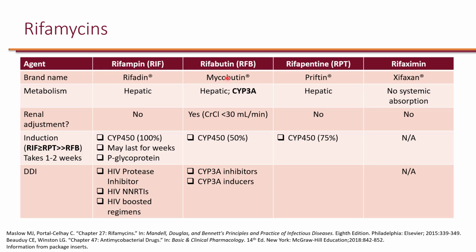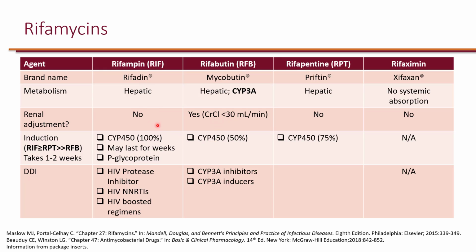inducer. Now, when we look at rifabutin, it is also a substrate of CYP3A. So with rifabutin, you have to watch out if you use it with anything else that either inhibits or induces CYP3A. Rifabutin itself does auto-induction of CYP3A, and rifabutin is the only rifamycin that's actually renally cleared, so it does need to be renally adjusted if creatinine clearance is less than 30.